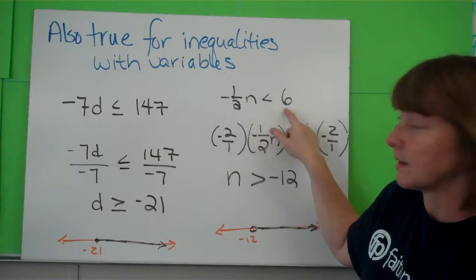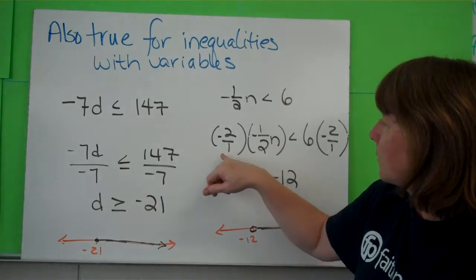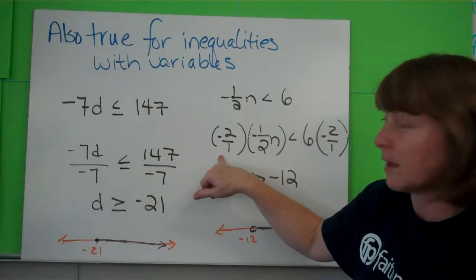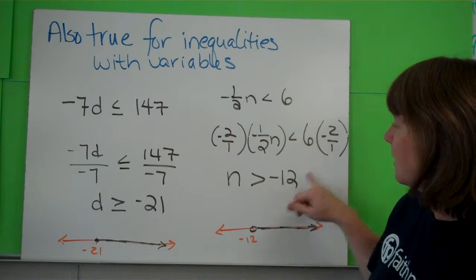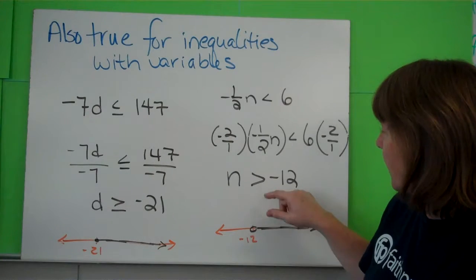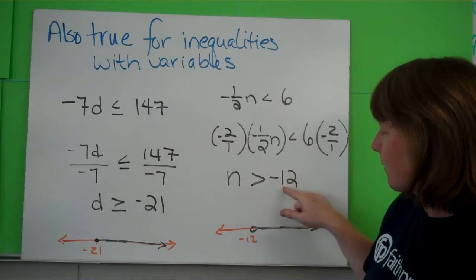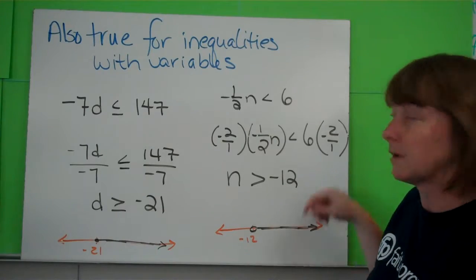-1/2 n is less than 6, so now we're going to multiply by the reciprocal of -1/2 on each side, and we get n, and we have to flip the sign and make it greater than -12, and here it is graphed.